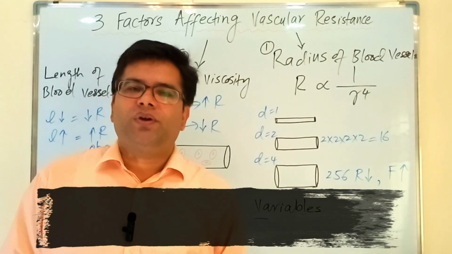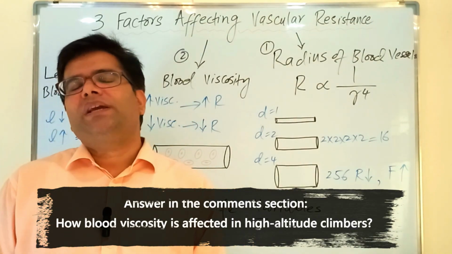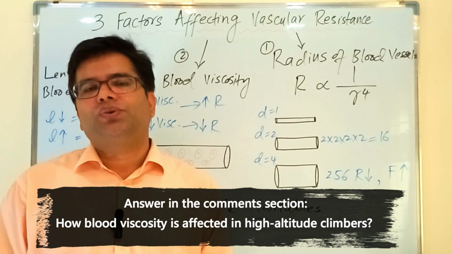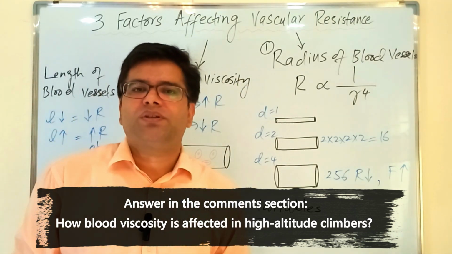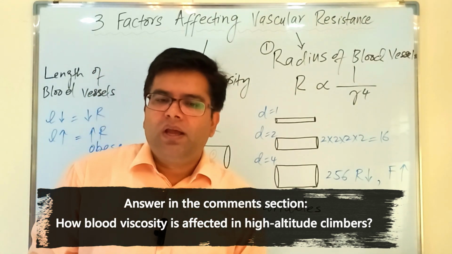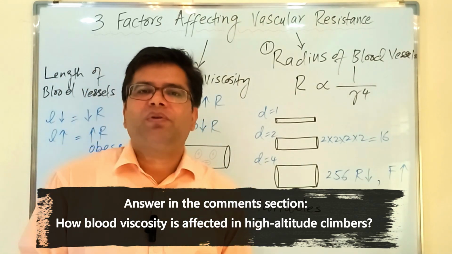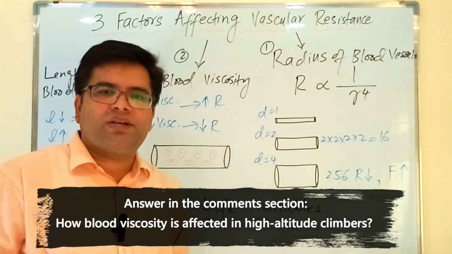So I have a question for you. Answer it in the comment section. How is blood viscosity affected in high altitude climbers? Which of these three factors that affect vascular resistance are changed in high altitude climbers, and how does it affect the systemic vascular resistance? So you will answer in the comment section.